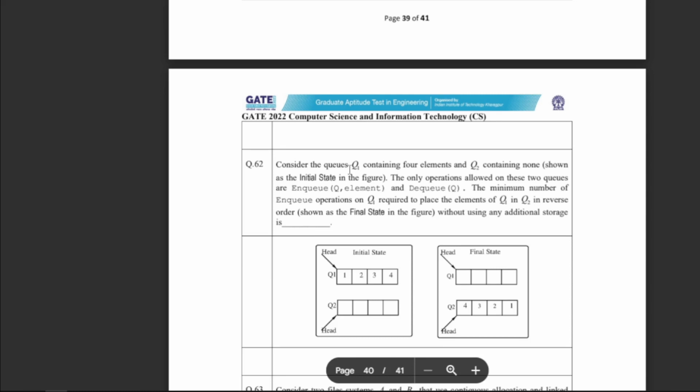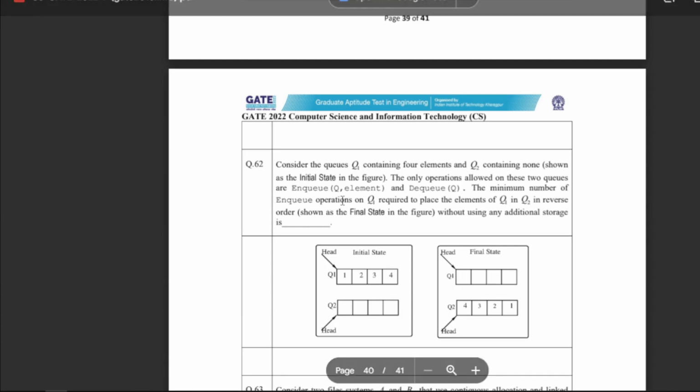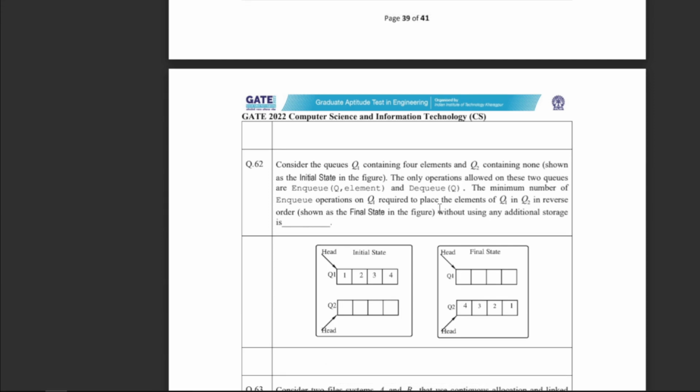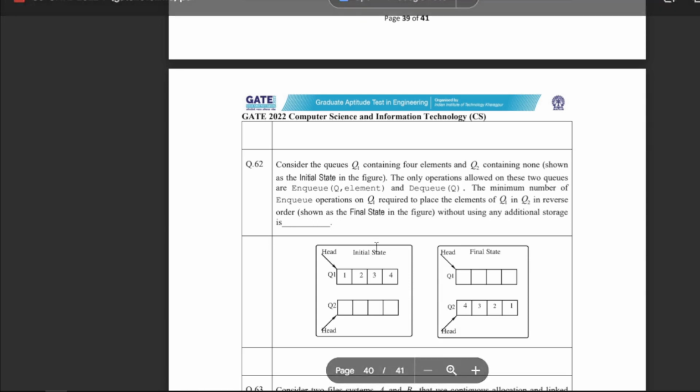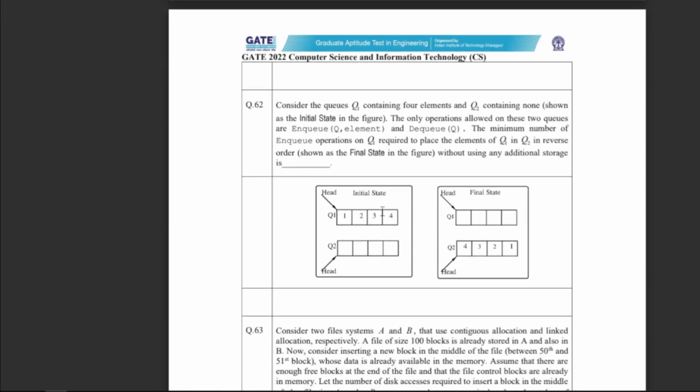62 is, consider the queues Q1 containing 4 elements and Q2 containing none, shown as the initial state in the figure. The only operations allowed on these two queues are ENQ and DQ. So the minimum number of ENQ operations on Q1 required to place the elements of Q1 and Q2 in reverse order, shown as the final state, without using any additional storage. So for 62 our answer is 0 actually.